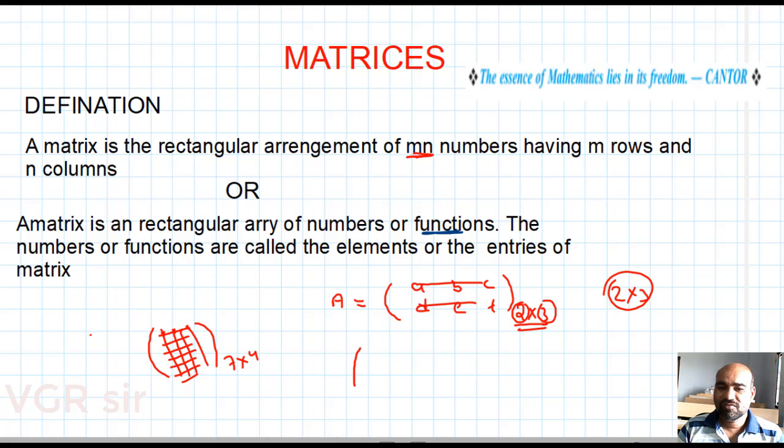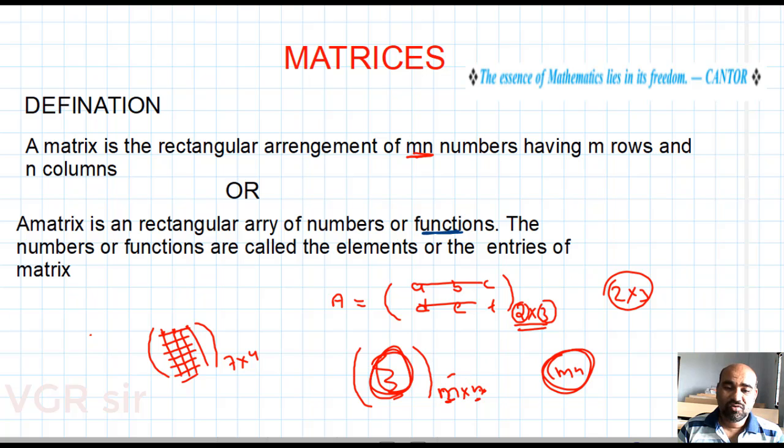So what is the meaning of that now onwards? m by n means m rows and n columns. m into n, mn. So what is the meaning of that? This matrix contains mn elements. Here see 2 by 3. 2 threes are 6. 6 elements are there. That's why if a matrix has m rows and n columns, the number of entries is nothing but m into n.